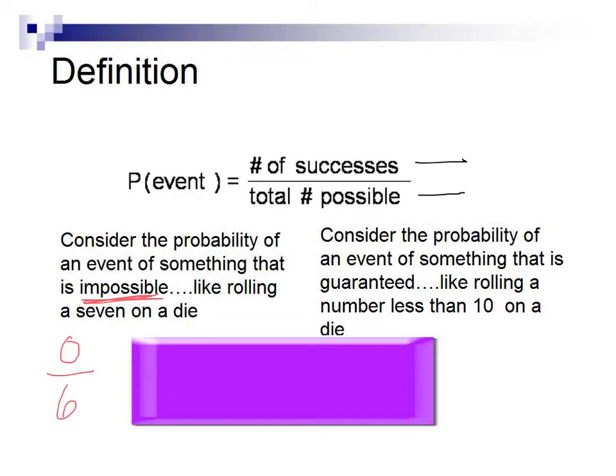Over here, I have the probability of an event happening that's guaranteed, like rolling a number that's less than 10. It goes 1 through 6, so all of them are less than 10, so that'd be 6 successes out of a total of 6 possibilities, which would reduce to 1. So probability is always going to fall somewhere between 0 and 1. It's always going to be bigger than 0, but less than or equal to 1. So if you ever get a probability of 4.2 or something like that, you know you did something wrong. It has to be between 0 and 1.